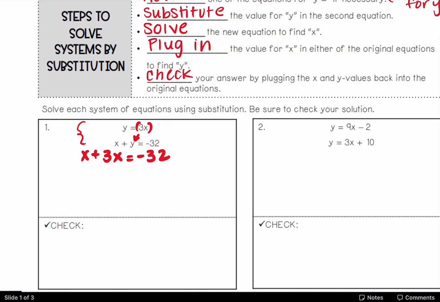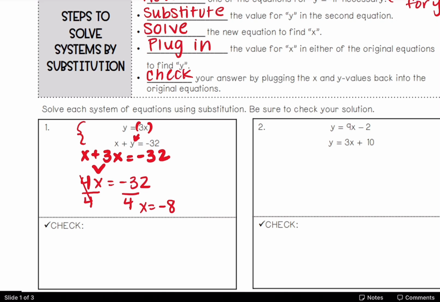Why would I do that? Because now I only have one variable. I can't solve an equation when I have two things I don't know, but I can solve an equation when I have only one variable. So if I have 1x plus 3x together, that is 4x. And if that is equal to negative 32, I'm going to do the opposite operation of times 4, and I'm going to divide by 4 on both sides to keep my equation equal. And then I'll be left with x equals negative 32 divided by 4, which is negative 8.